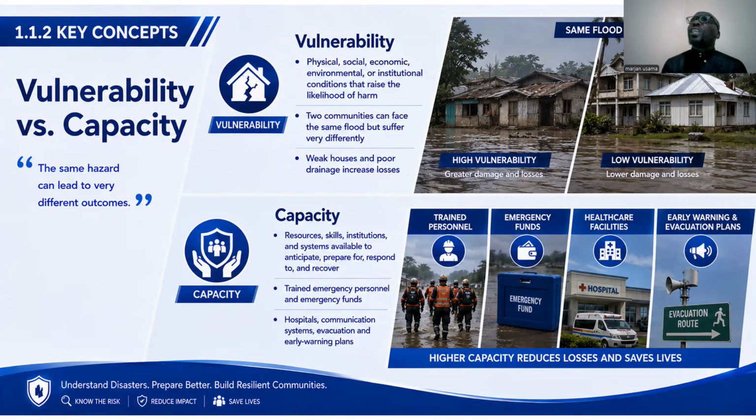Why? Because they have high capacity. While some communities, during the time of disaster, don't have people who are trained. They don't have money to deal with the disaster. They don't have enough hospitals. They don't have systems to predict if a disaster is going to occur. So they don't have the capacity, and because they don't have the capacity, the loss during a disaster is going to be high.